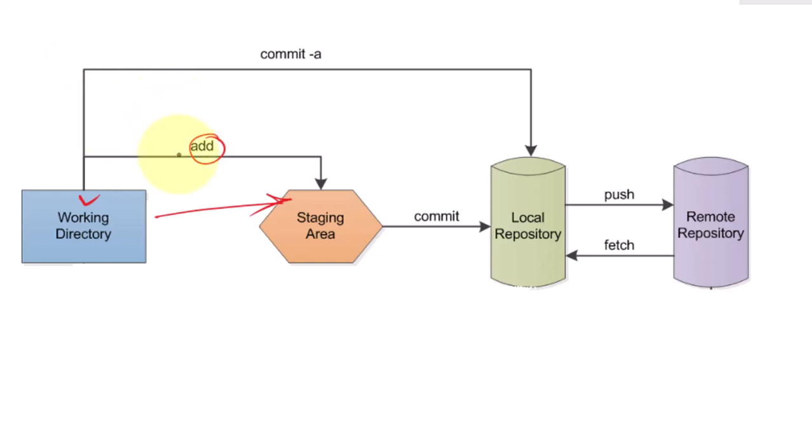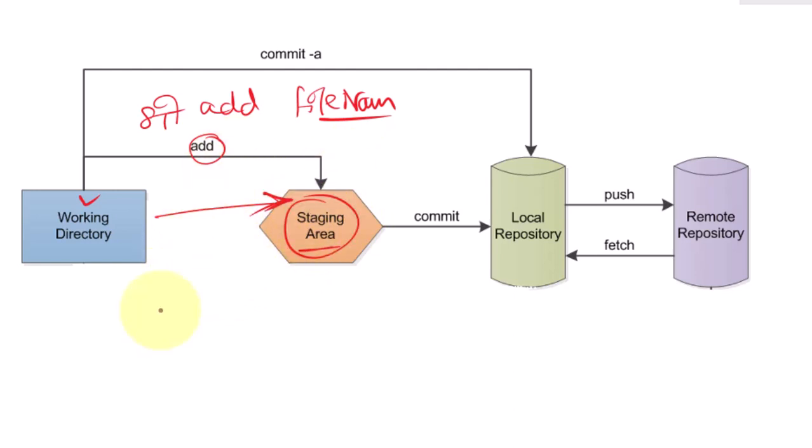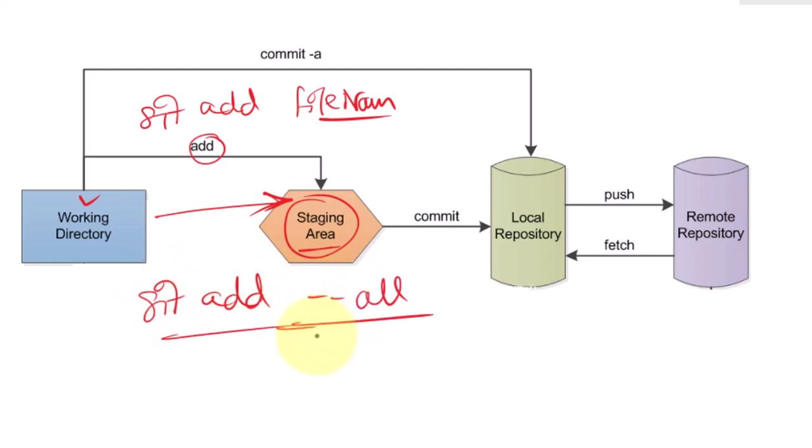So to add the file to the staging area, we can either use the command git add and then specify the file name, or if we have multiple files to add to the staging area, in that case we can add them all in the staging area with the command git add --all. So this command will add all the files in the staging area, and also we can write git add dot. So both of these commands will add all the untracked files into the staging area.